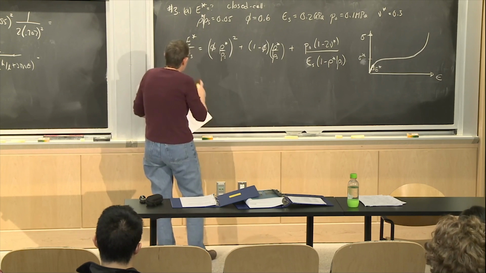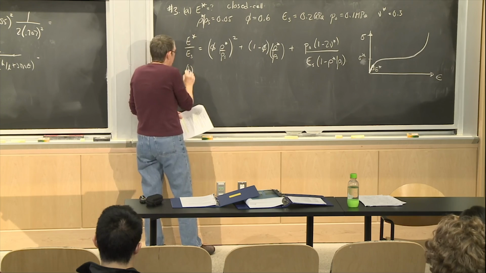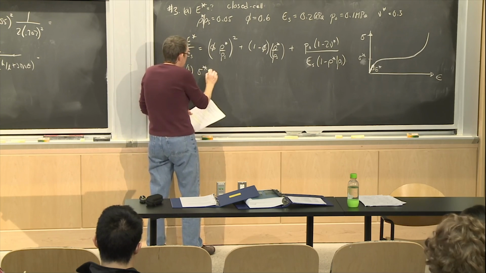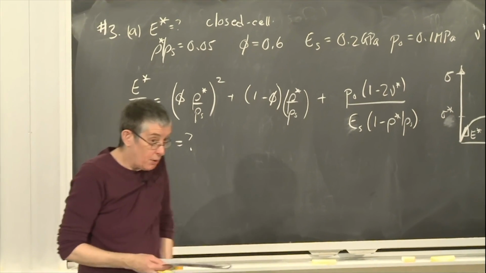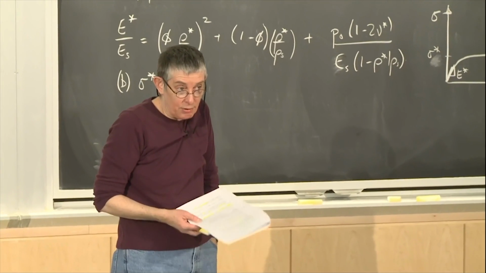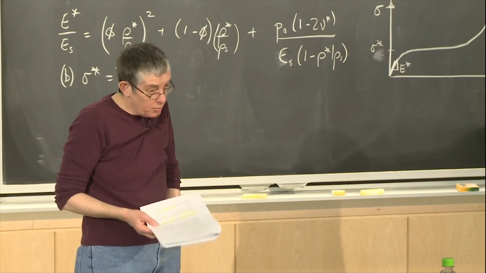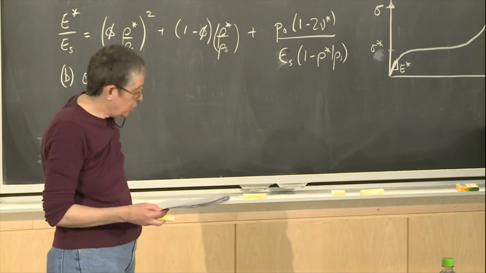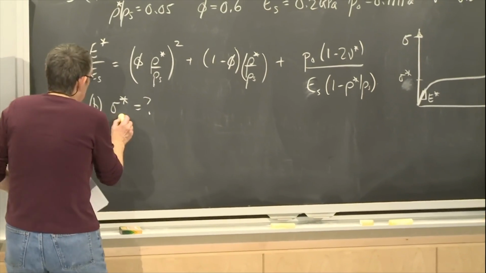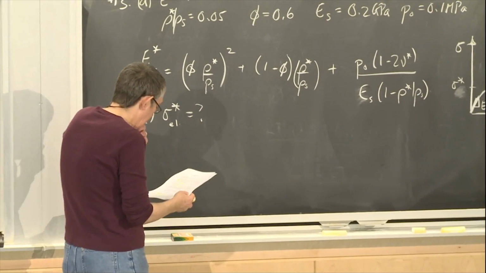B, what's the compressive plateau stress of the foam? So here, they want to know what sigma star is. You're told it's elastomeric. So if it's elastomeric, it's like a rubber, right? It's rubbery. So if it's rubbery, it's going to buckle. It's not going to yield. It's not going to be brittle. So you can just calculate the elastic stress here.